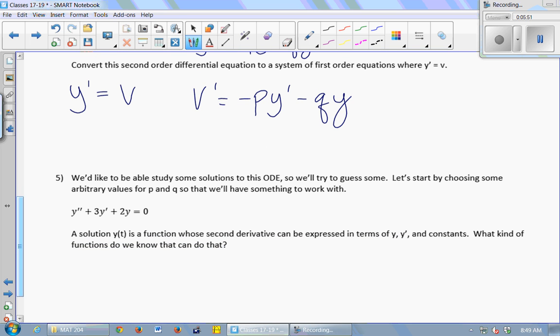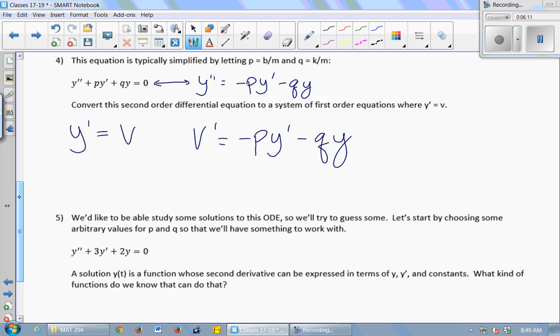All right, so I'd like to be able to study some solutions to this differential equation. So we're going to try to guess some. This is a theme that's going to keep recurring. We're going to get good at guessing solutions. I'm just going to choose some arbitrary values for p and q so we can have something more concrete to work with. I'll put in a 3 for p and a 2 for q.